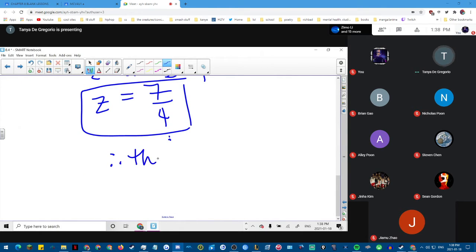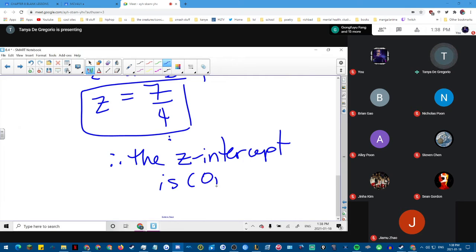Therefore, the z-intercept is 0, 0, 7/4. Are there any questions?